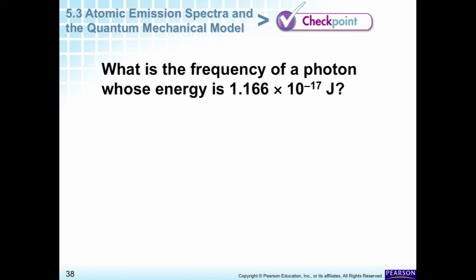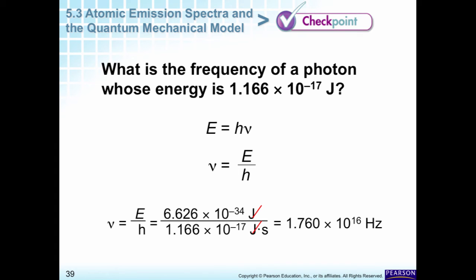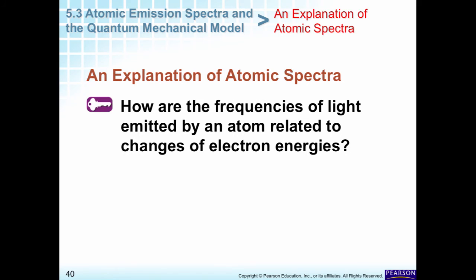Okay, try this one: calculate the frequency of a photon whose energy is 1.166 times 10 to the minus 17 joules. Same equation that we just looked at. Try it on your own, pause it. All right, so we have our formula. We want to find frequency now, so we divide energy by Planck's constant, and we get an answer of 1.760 times 10 to the 16 per second, or hertz.